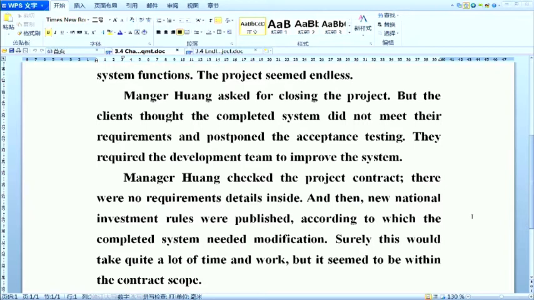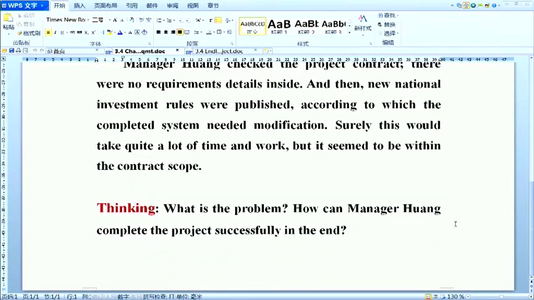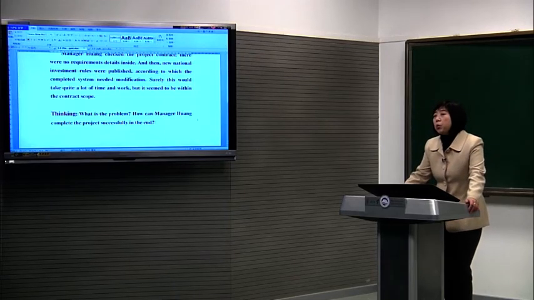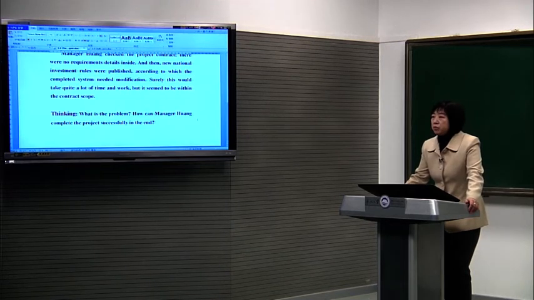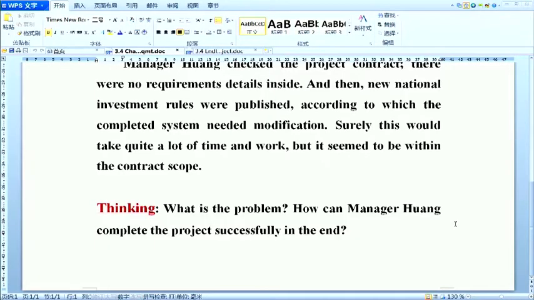And then, new national investment rules were published, according to which the completed system needed modification. Surely this would take quite a lot of time and work, but it seems to be within the contract scope. It is obvious that Manager Huang really got some problem with the client and users. Okay? So, thinking, what is the problem? And how can Manager Huang complete the project successfully in the end?